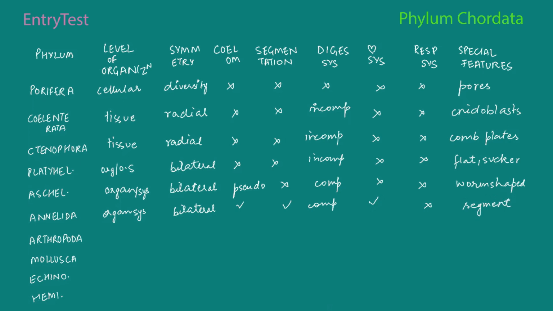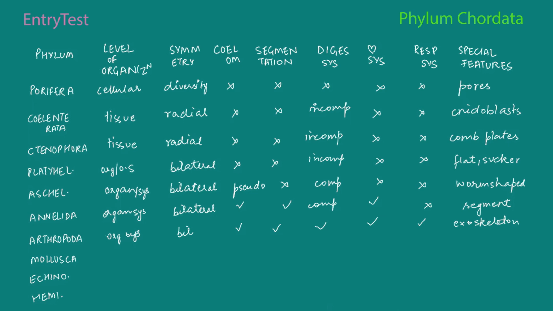The special features of Arthropoda are that they have an organ system level of organization with bilateral symmetry. The coelom is present in them, and they also have segmentation. The digestive system is complete, circulatory system is there, and a respiratory system is also there. The special features are they have an exoskeleton made up of chitin, and they have jointed appendages as well.